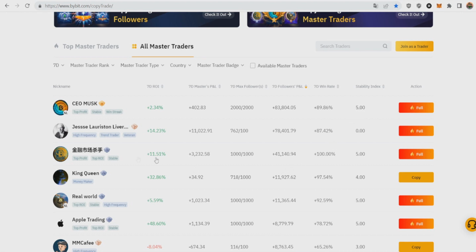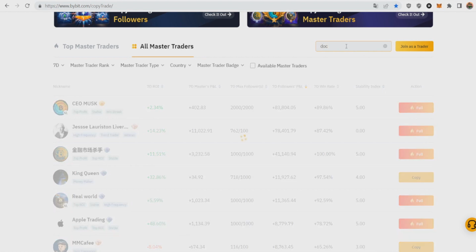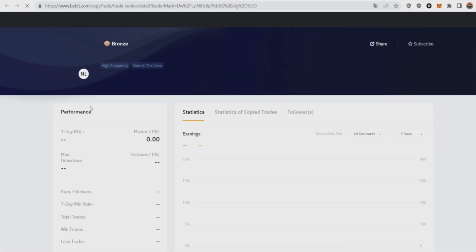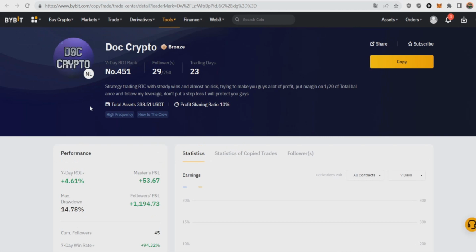So you're seeing the best ones are almost already full, but I'm gonna show you one of my favorites to look at. His name is as well Doc Crypto, but as you can see, profit for followers is positive, 94% win rate and 5 stability index. I'm gonna tell you guys right now, based on this profile, what the key indicators are you need to look at. So the first thing is trading days.